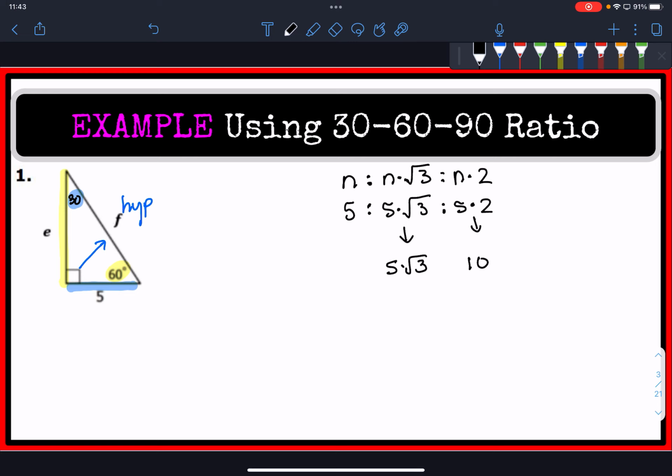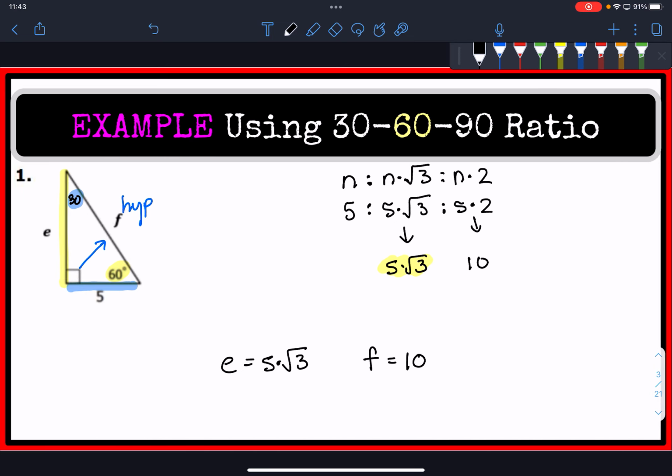So the length on the side that is opposite of the 60-degree angle is this value there. So our E is equal to 5 times the square root of 3, and our hypotenuse F is equal to 10. So this is how we figure out, using this ratio, the sides of a 30, 60, 90 triangle.